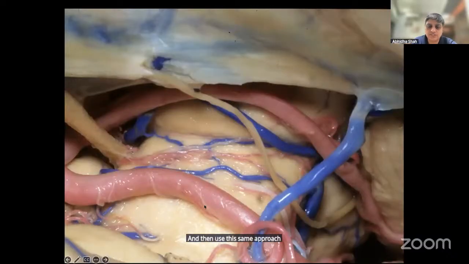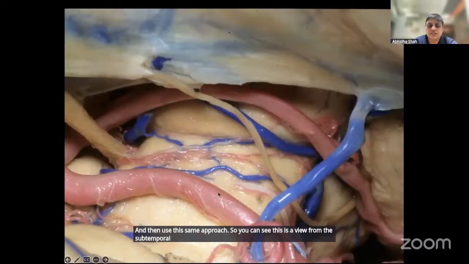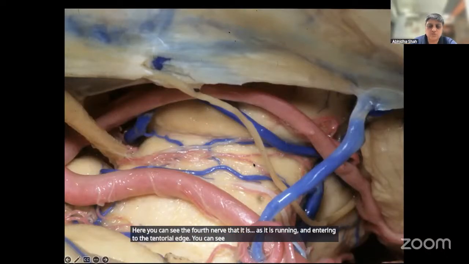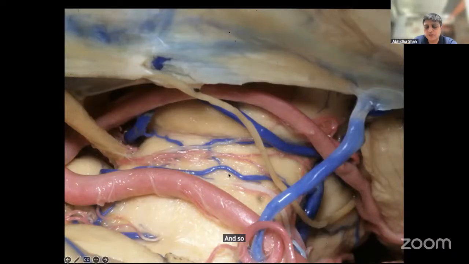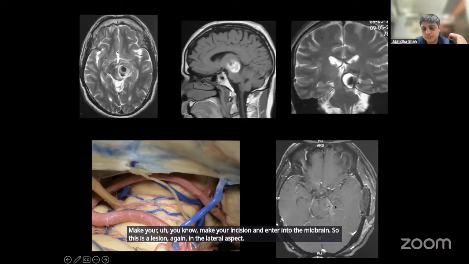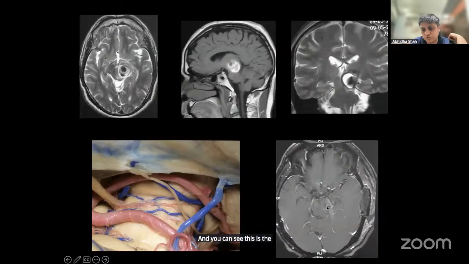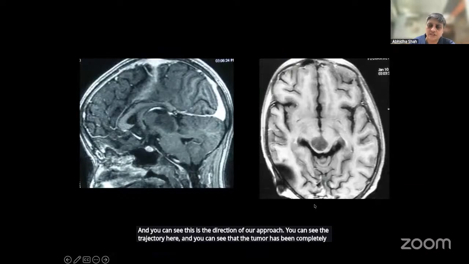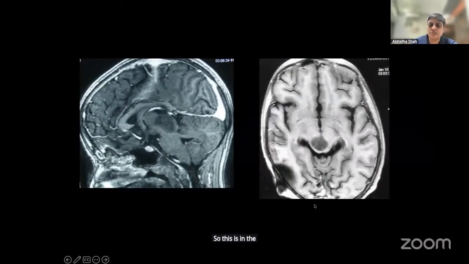So you can see this is a view from the subtemporal region. Here you can see the fourth nerve as it is running and entering into the tentorial edge. You can see the PCA and the superior cerebellar arteries. This is the third nerve. And so this is the region where you can make your incision and enter into the midbrain. So this is a lesion again in the lateral aspect. And you can see this is the direction of our approach. You can see the trajectory here, and you can see that the tumor has been completely resected. So this is in the ventral and lateral aspect of the midbrain.